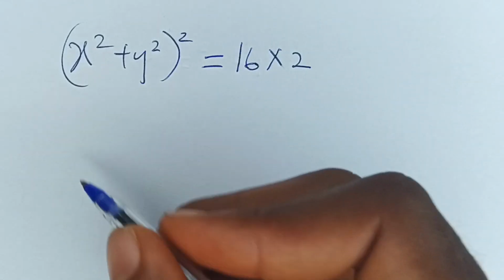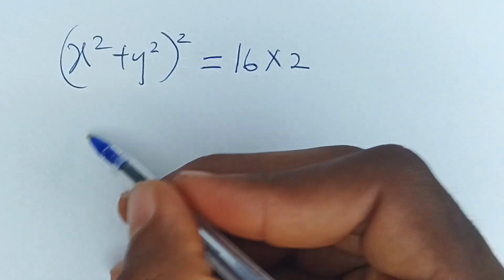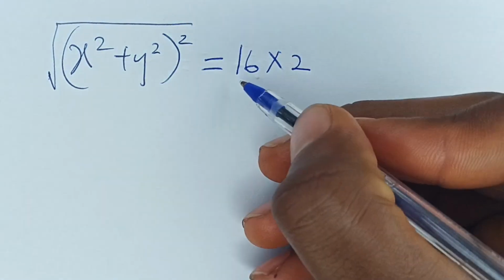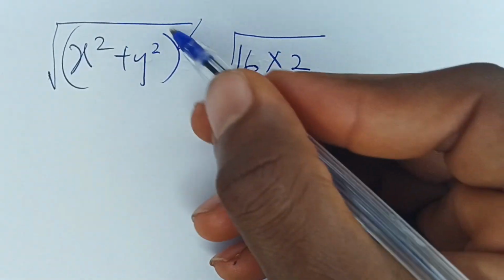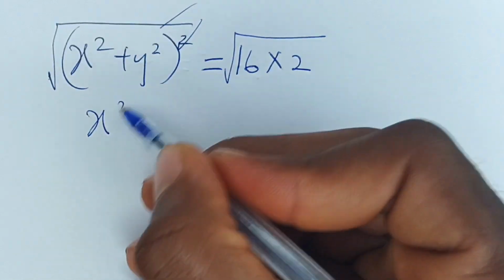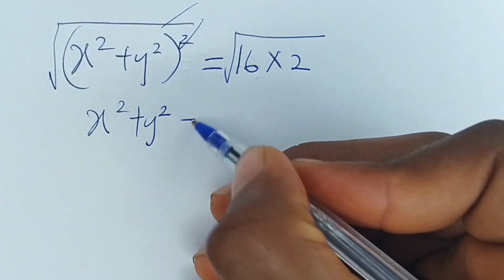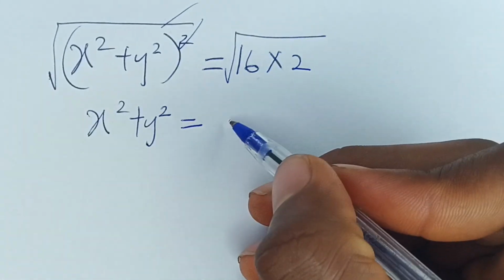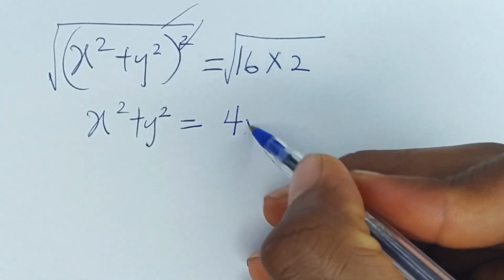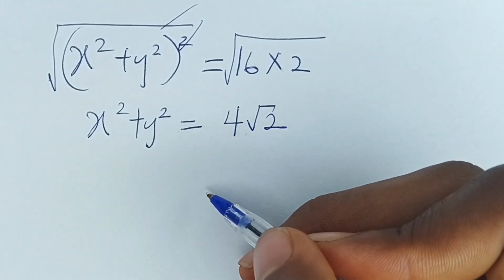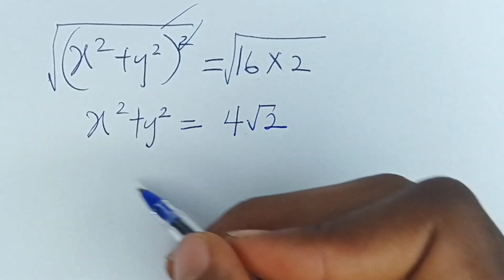Alright, so moving on from here, taking the square roots of both sides, square and square root striking out, we have x squared plus y squared equal to the square root of 16, which is 4, and the square root of 2 is root 2. Okay, just like this. Now let me show you something quickly.